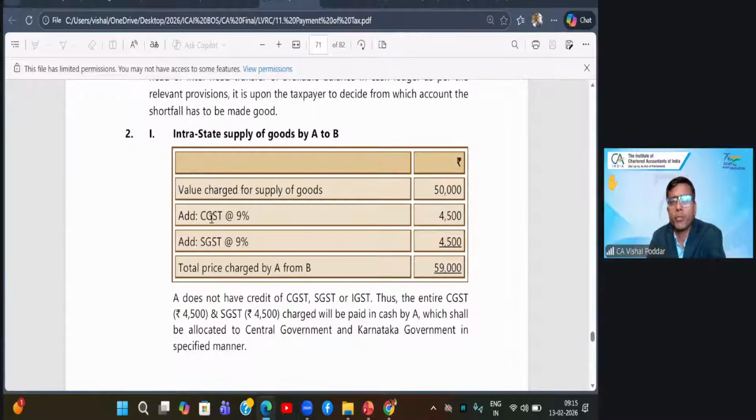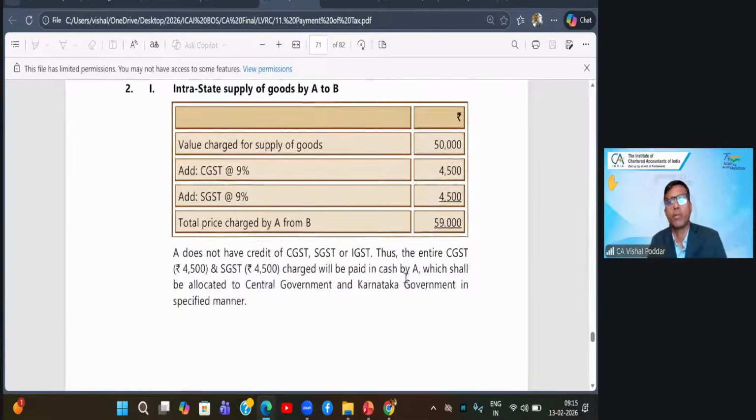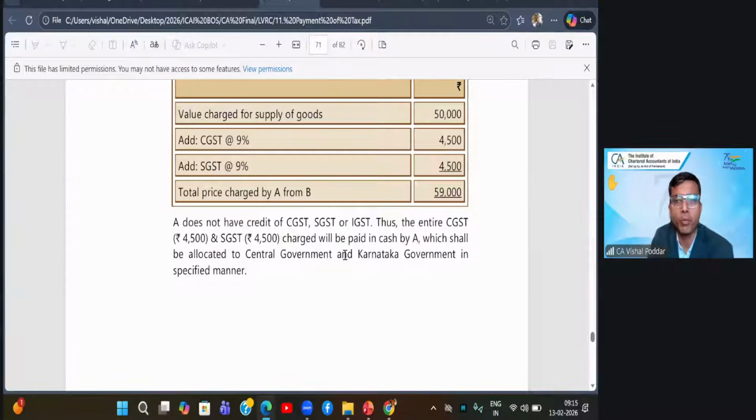So A will charge half CGST, half SGST. On the 50,000 sale value of A, the tax liability at the rate of 9% comes to 4,500, 4,500. He will collect this 9,000 tax from B, and it is mentioned that A is not having any balance in his credit ledger. So what will happen?